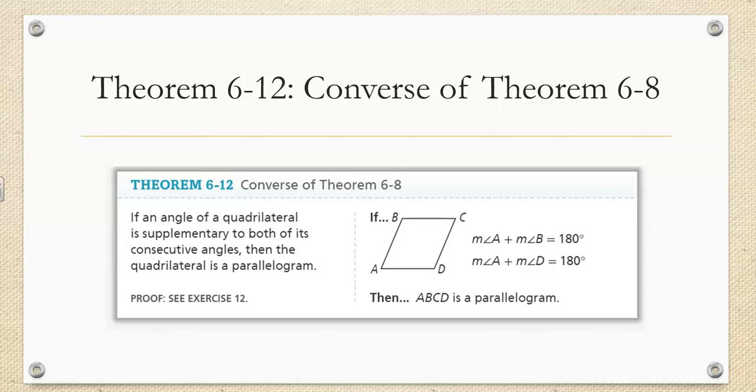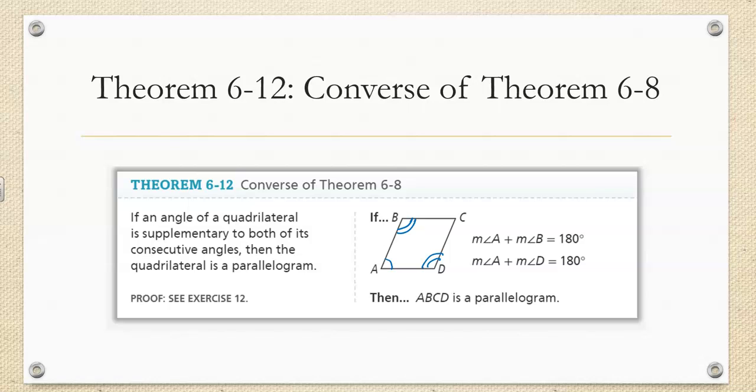All right, and we're going to summarize these two things that we've learned through some more theorems. This is the converse of theorem 6.8. So this says, if an angle of a quadrilateral is supplementary to both of its consecutive angles, so in this case we're going to look at angle A and angle B, and we know that those add up to 180, and then we also know that A and D add up to 180. So we can say it's a parallelogram.